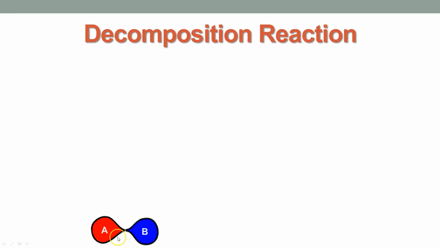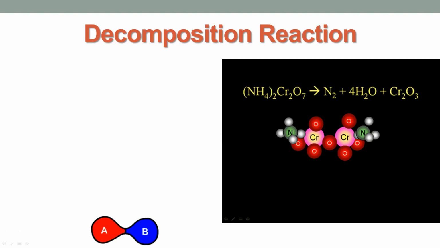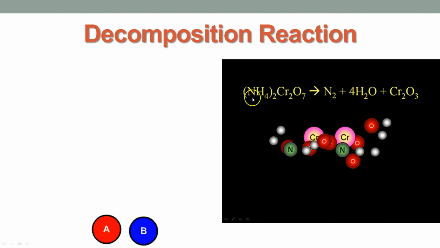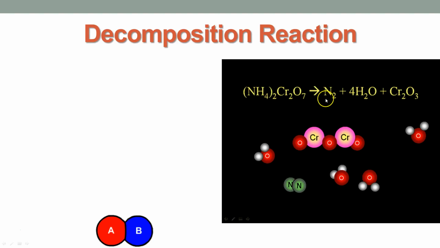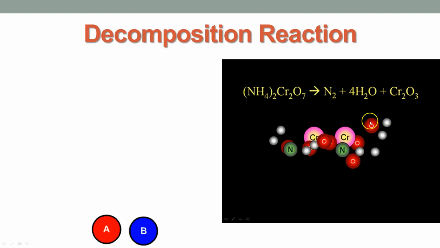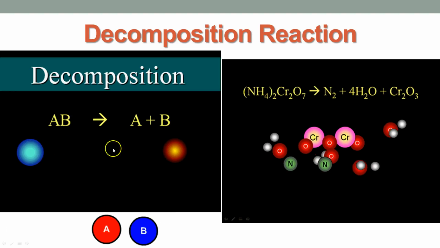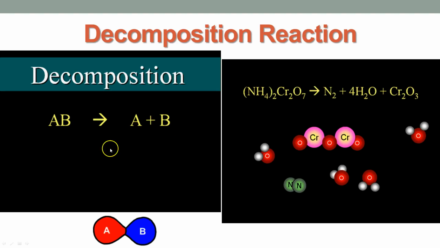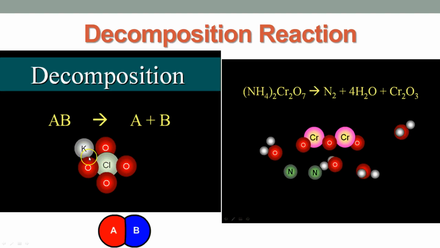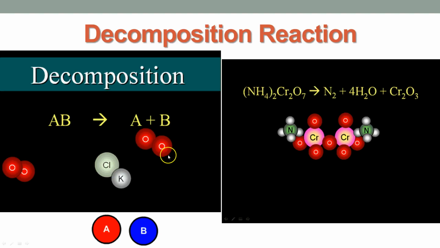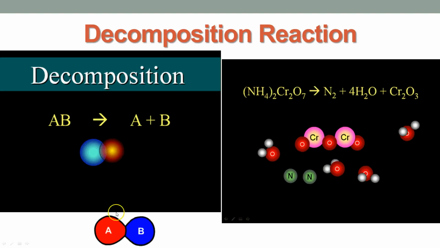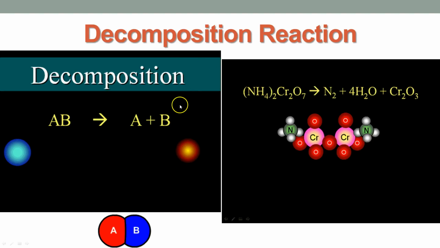So here I have the compound AB. This is going to decompose to form these separate ones here. In this example here, ammonium dichromate is going to break down to form nitrogen plus water plus chromium 3 oxide. Another example here, I have AB is going to break down to form A plus B, so those separate ones there. Here I have another one. One large compound is going to break down to form multiple smaller compounds. So that is a decomposition reaction.